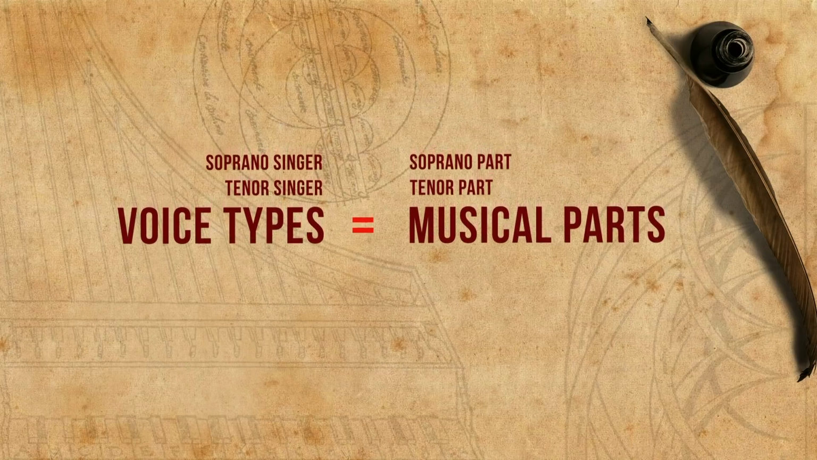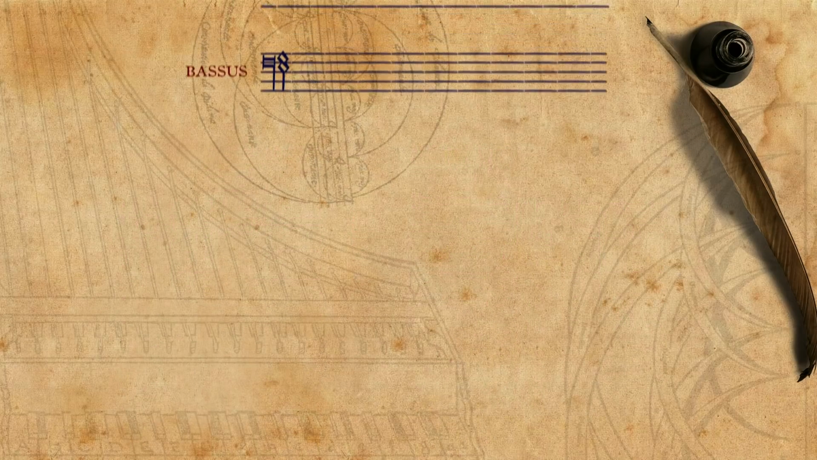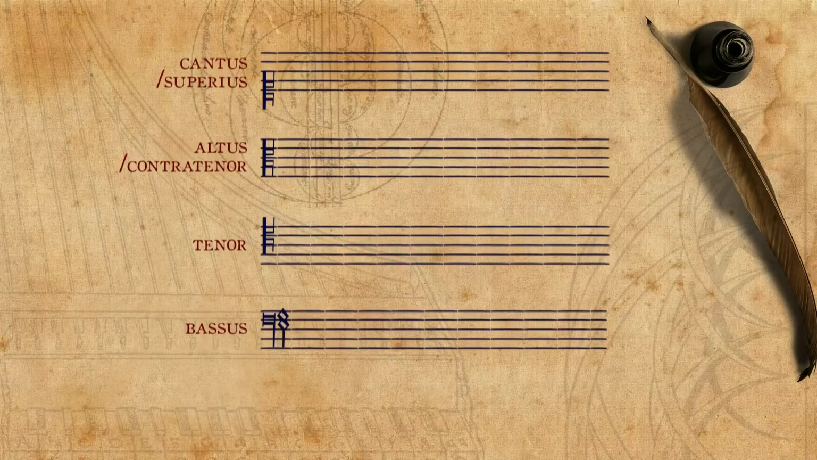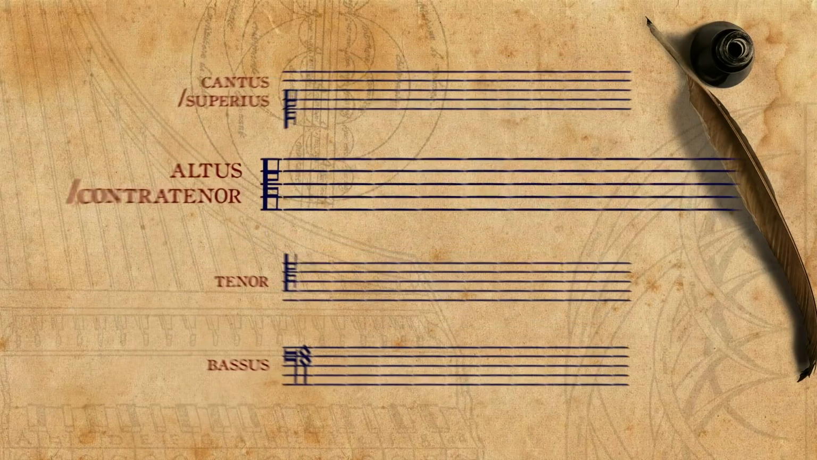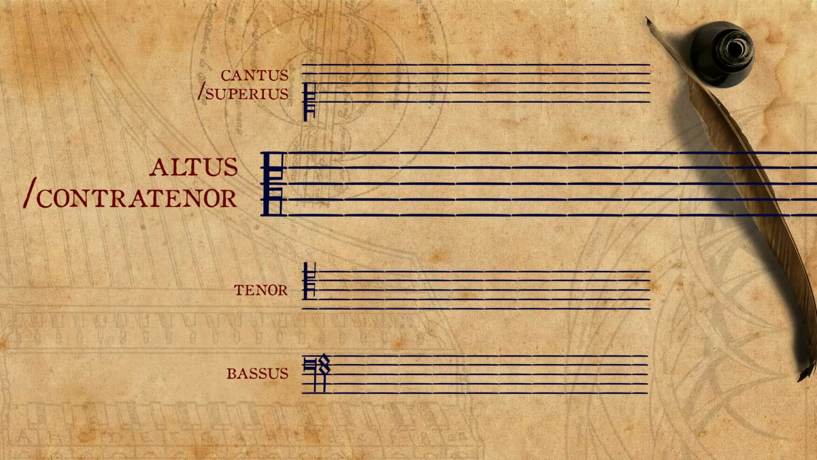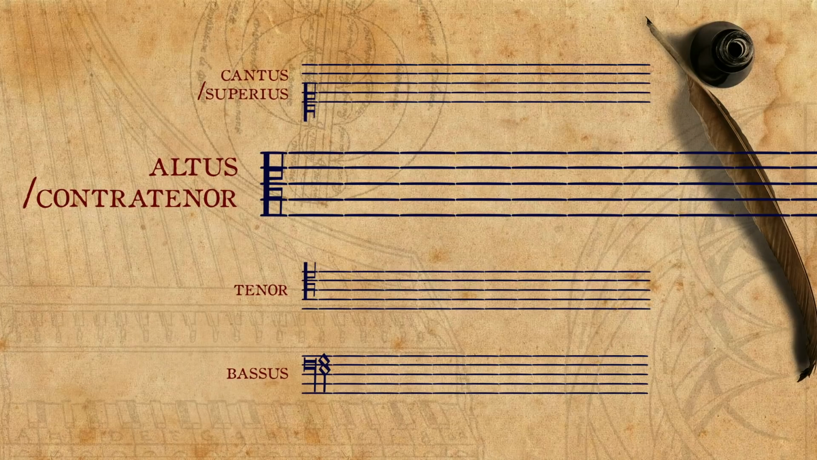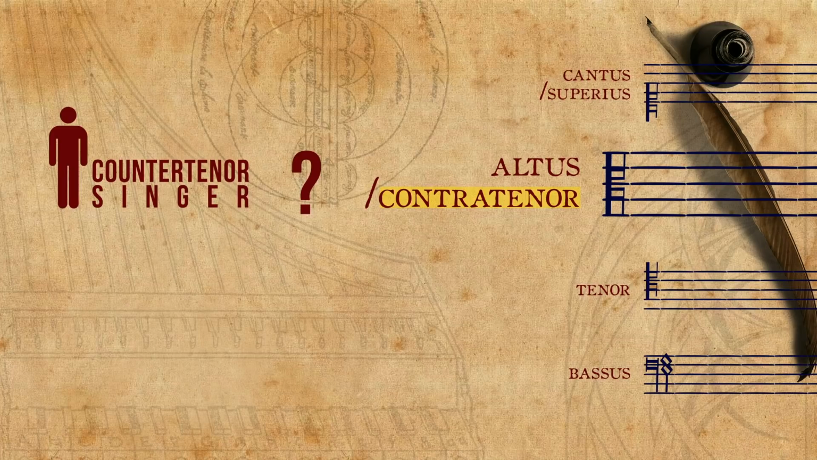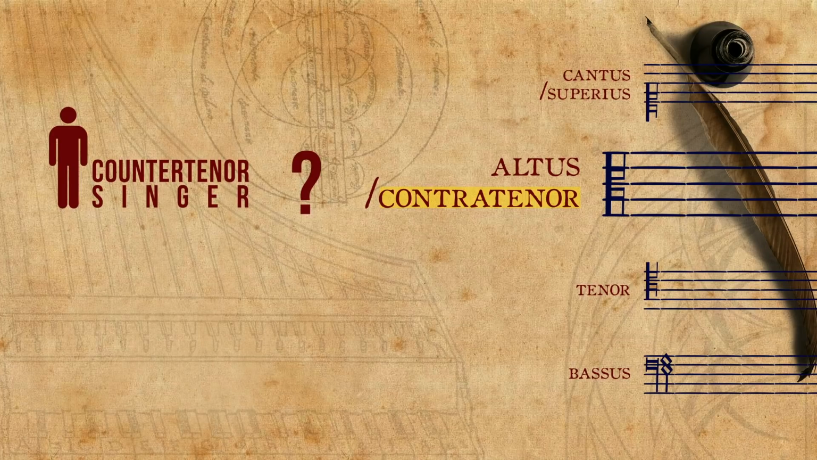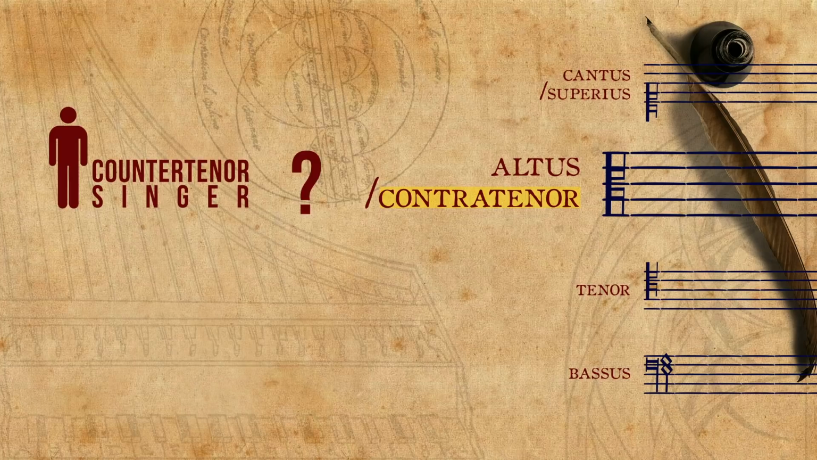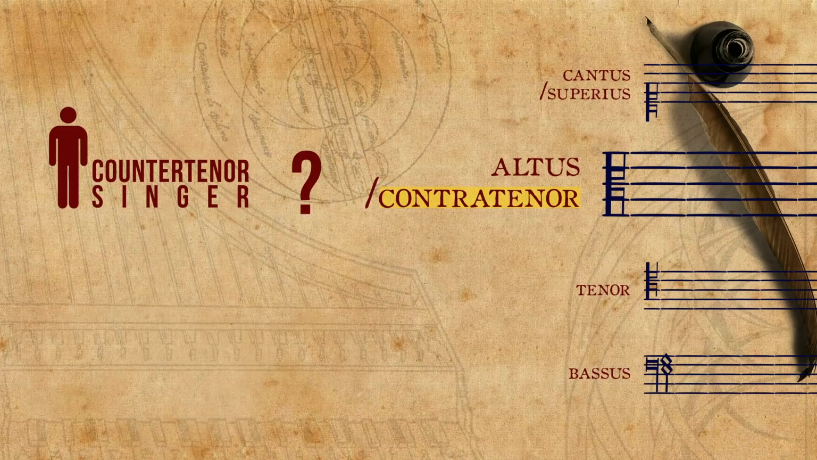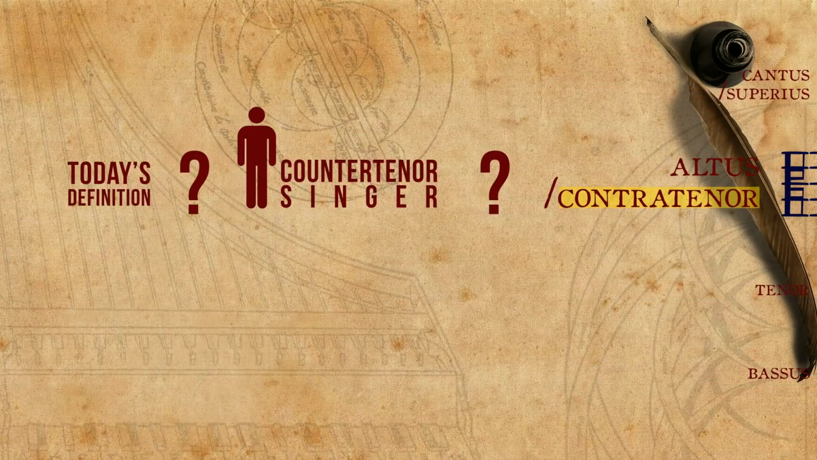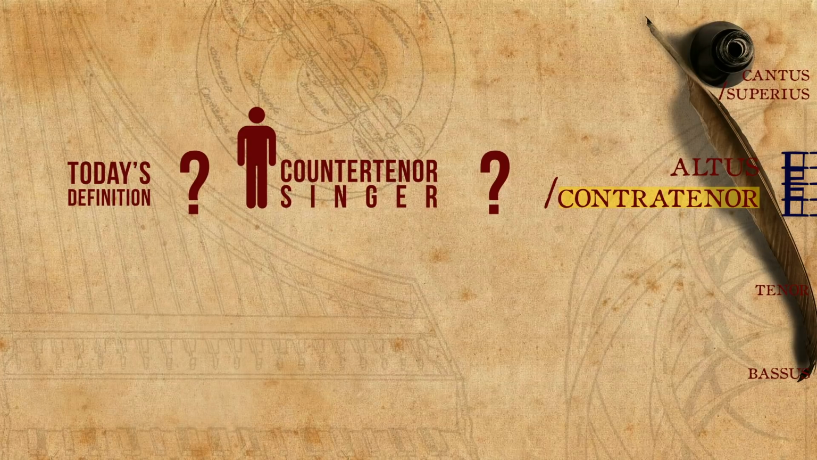But historically, voice types were frequently less defined, and the names of musical parts often varied. For example, the altus part, the part that is in between the uppermost part and the tenor, was sometimes called literally contratenor or countertenor. Does this mean that he who sang it was a countertenor? Even in cases where singers were referred to according to the part they sang, this does not tell us whether this countertenor is a countertenor according to our definition today.